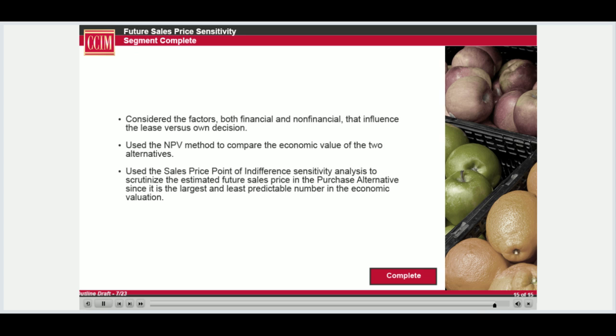Now that you've learned the steps to find the sales price point of indifference, you can use the implied growth rate of the property to compare this investment against what you know about the local market. This analysis helps to examine the most subjective part of the NPV comparison, the future sales price.